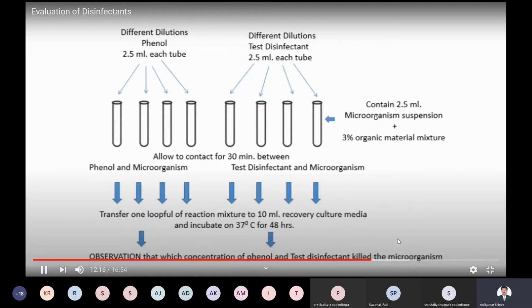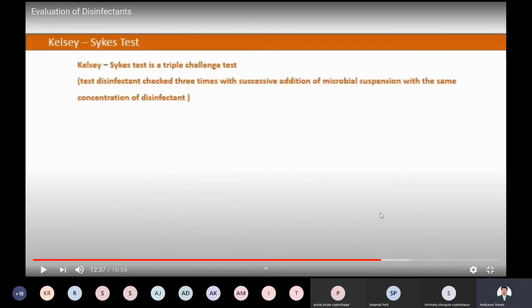Then observe the concentrations at which the test disinfectant kills the organisms. You have to determine which concentration kills and which concentration does not kill. So this is about the Chick-Martin test. Then the next test is the Kelsey and Sykes test.